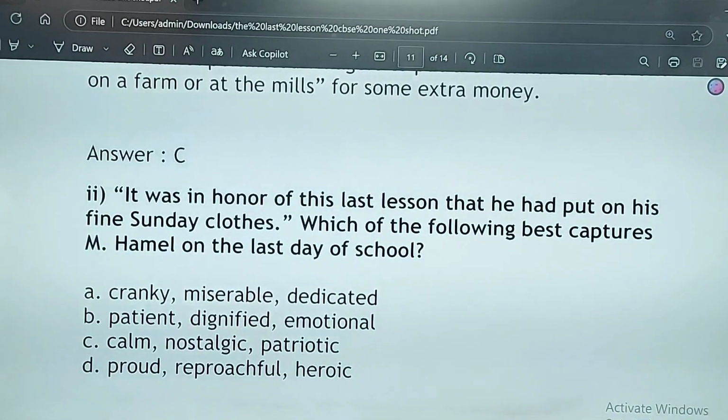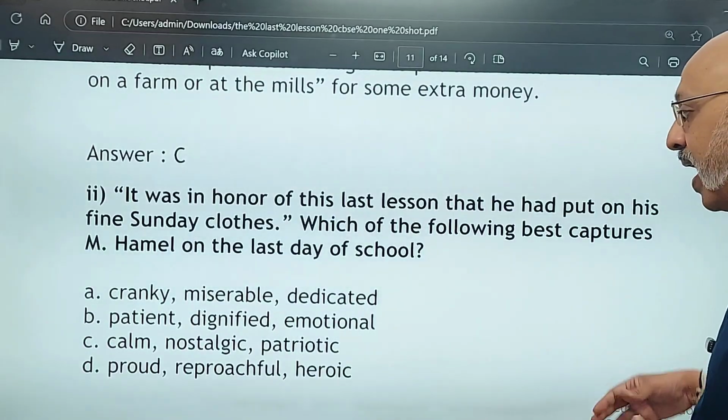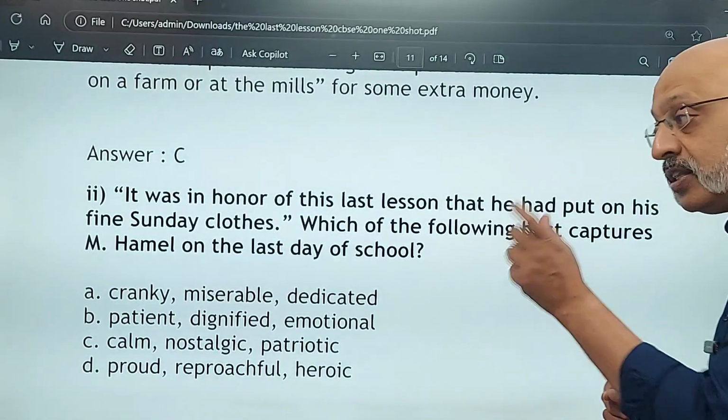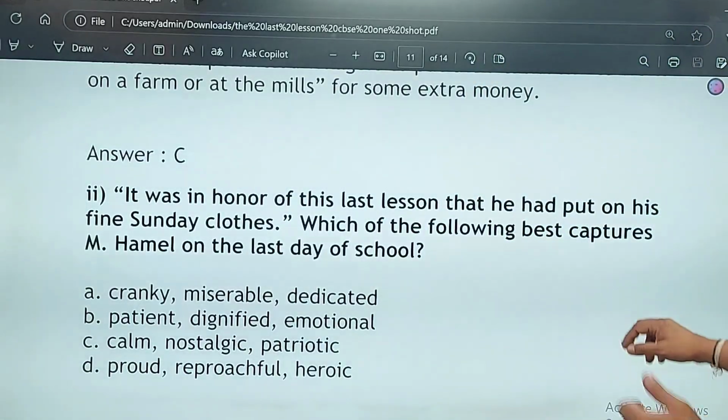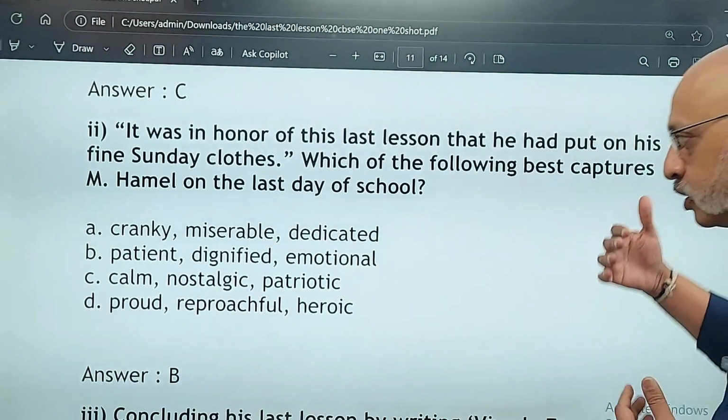Which of the following best captures Hamel on the last day of school? Is he cranky? Is he patient, dignified, emotional? Is he proud, reproachful, heroic, or calm, nostalgic, and patriotic? All 3 words have to fit in. Only then will you mark the correct option. The correct option is B. He's being very patient.